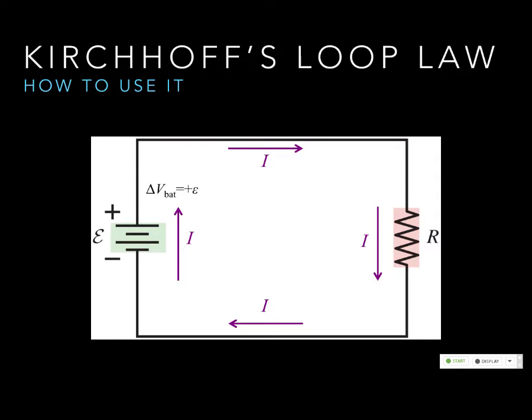So, you go around. The delta V here is just the potential of the battery. The delta V here is going to be minus IR, which means E minus IR is 0, and you end up with basically Ohm's law.